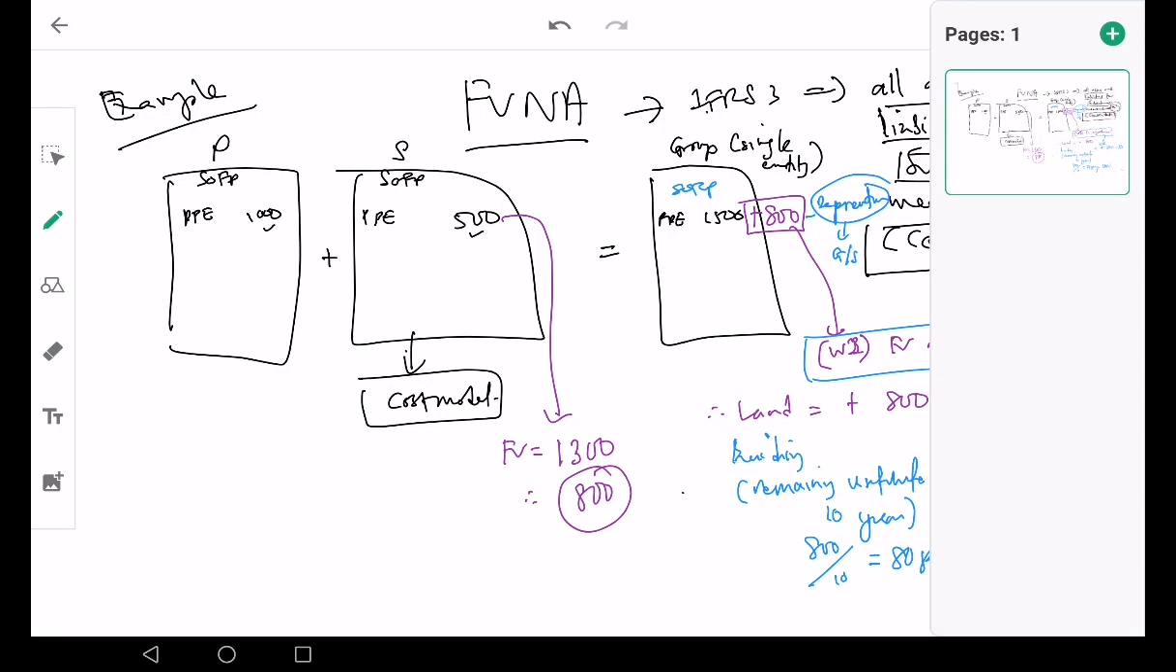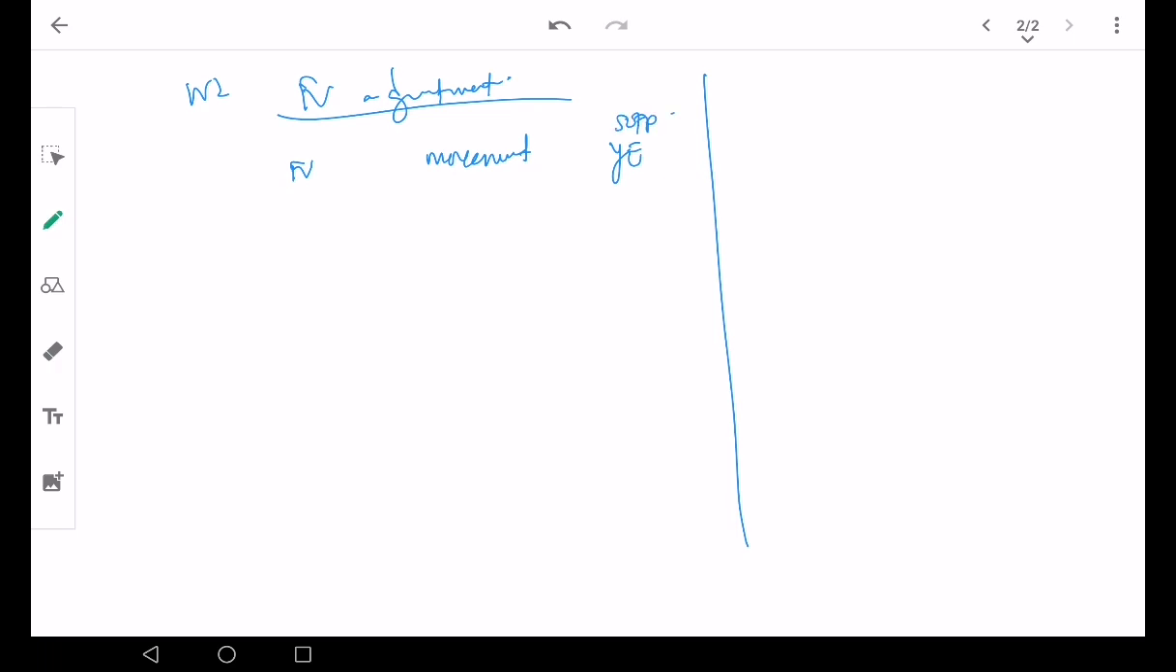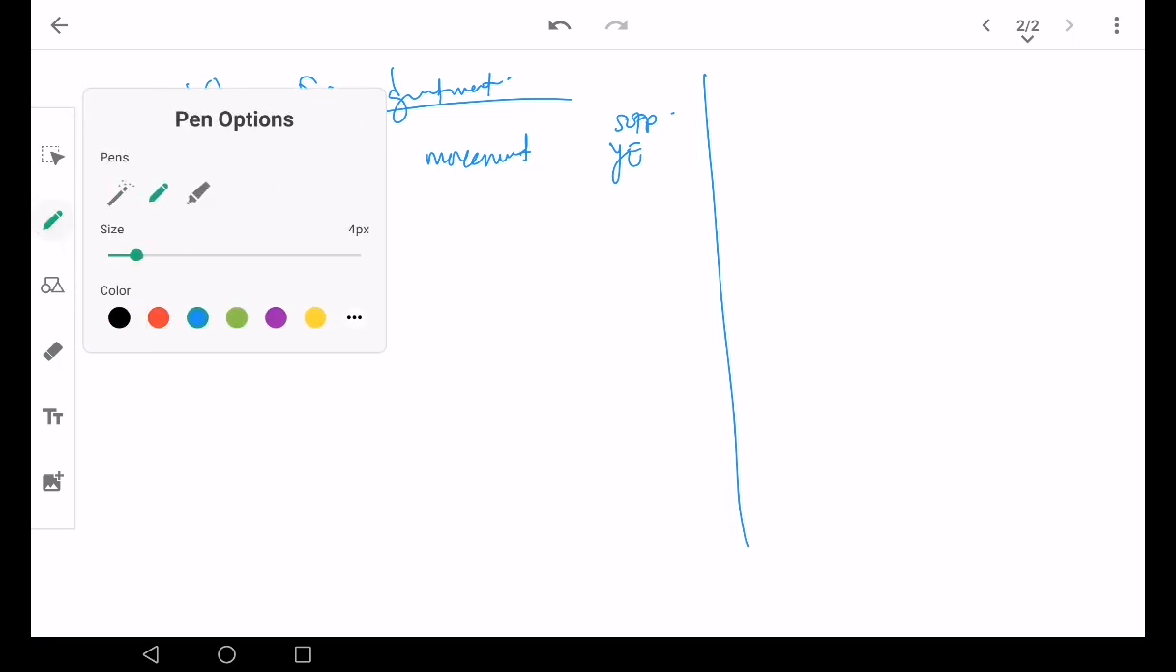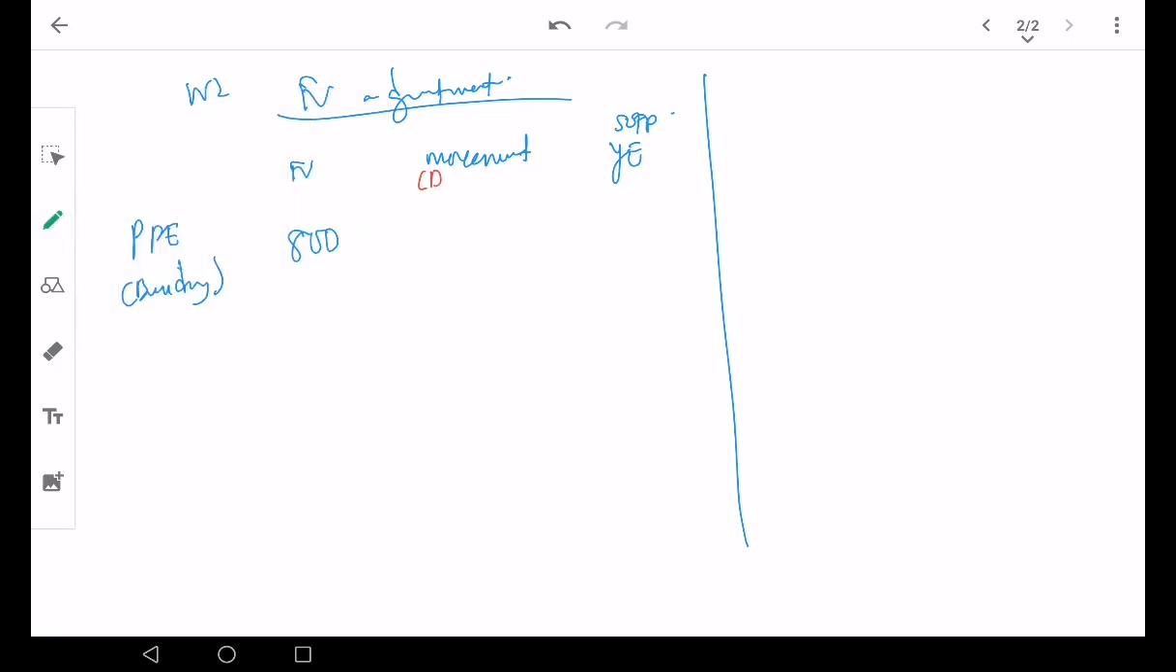Let me recall the format of working 2, fair value adjustment: fair value, then you get the movement, and then you get your year end that you will add into your SOFP just now. So yes, it is now PPE. I give an example, building. You realize the fair value is different, so you have an additional of 800. And this movement comes from the date of acquisition until year end, regardless of 2 years, 3 years. So in the first year only minus 80.